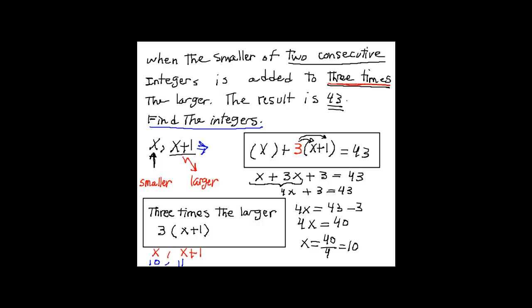So those 2 integers that they're looking for are 10 and 11. And you can check your answer quickly. If I multiply the larger number, which is 11, by 3, that becomes 33, and add it to the smaller number, 10, that becomes 43, and that's exactly what they're asking for. Can I see a check mark next to your name if you can follow this, everyone?